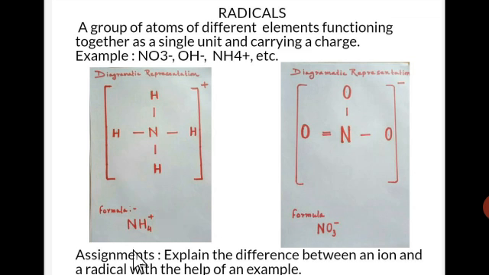Now come to the assignments. Explain the difference between an ion and a radical with the help of an example.